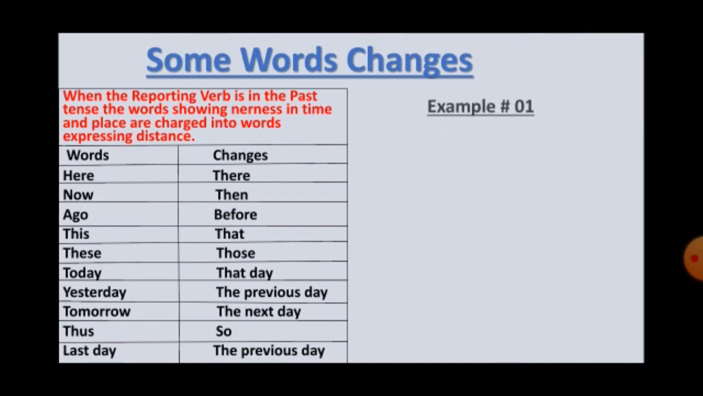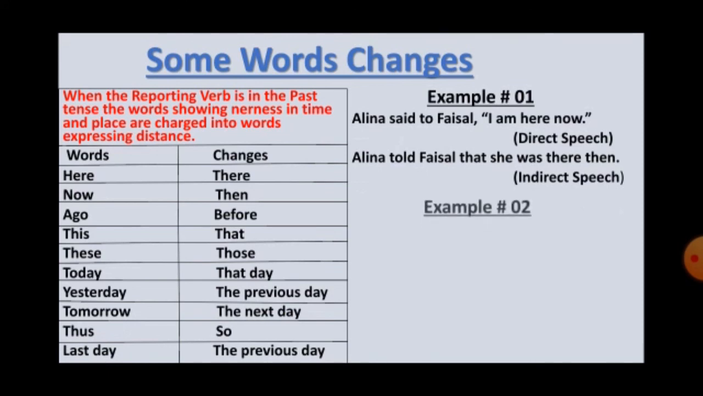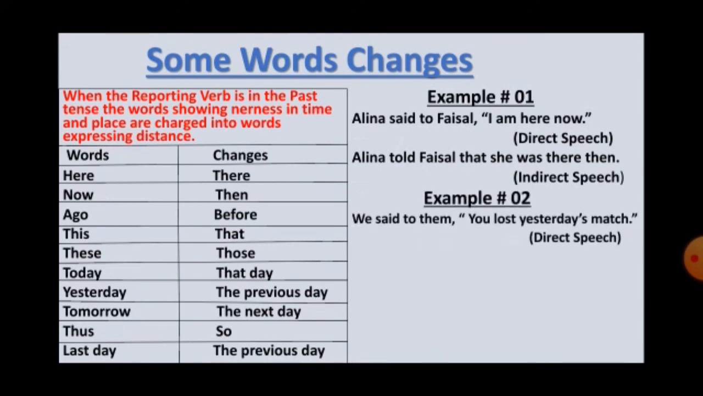For example students, example number 1: Alina said to Faisal, "I am here now." So in this example, Alina told Faisal that she was there then. Now you see "here" changes into "there" and "now" into "then". Why? Because if a second form is given in the reporting speech, some words are changed. For the second example, we said to them, "You lost yesterday's match." That is direct speech, and when we change into indirect speech, we told them that they had lost the previous day's match. It is past simple, and past simple given in reported speech is changed into past perfect.